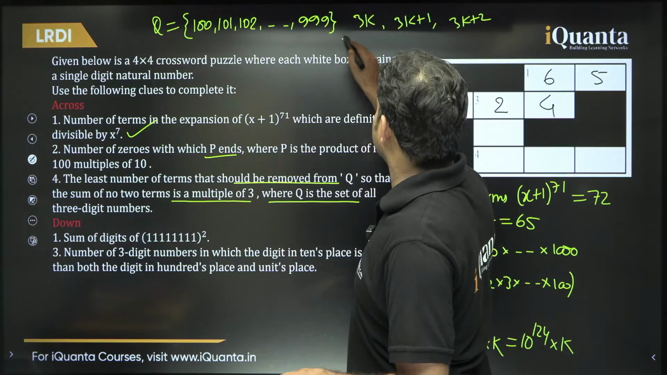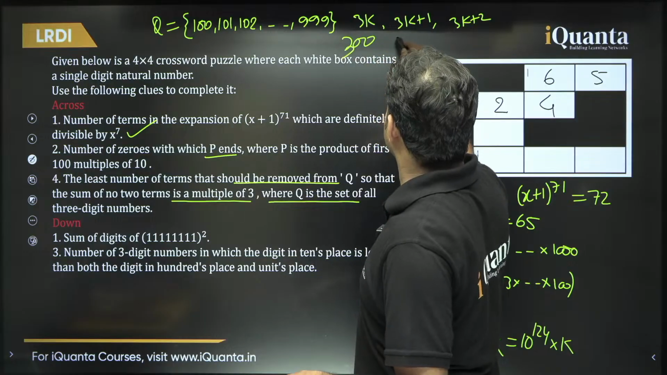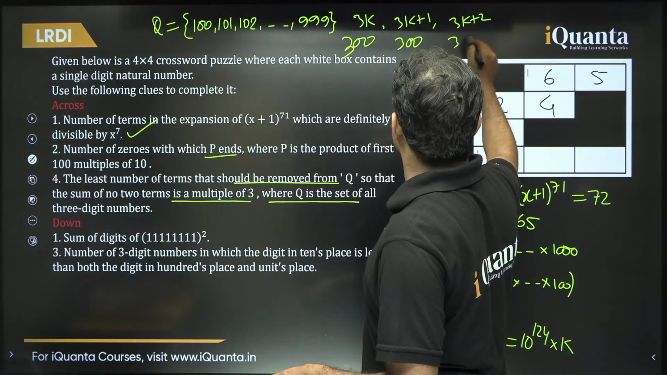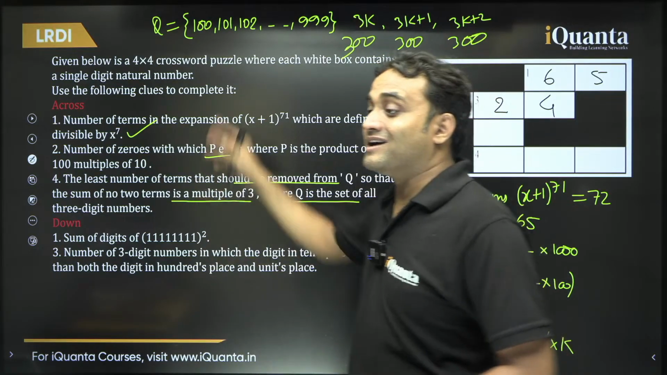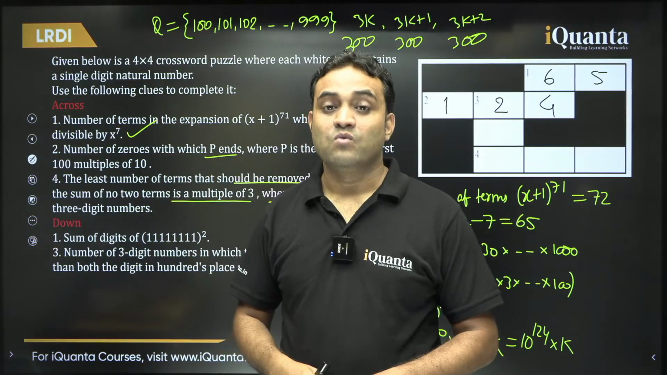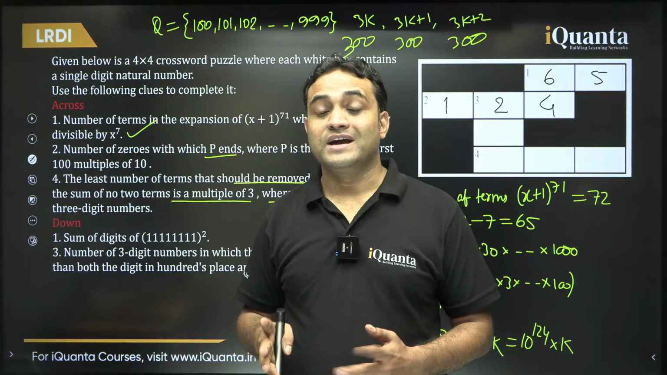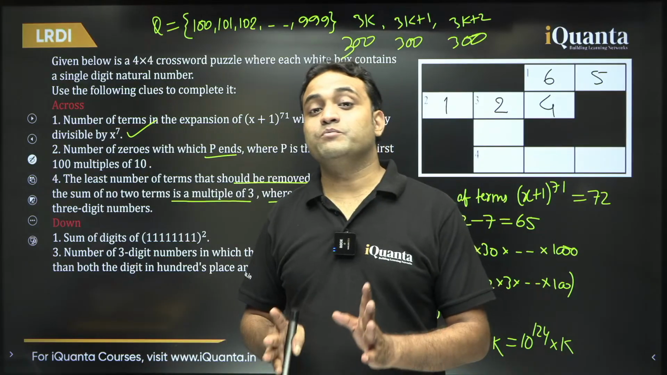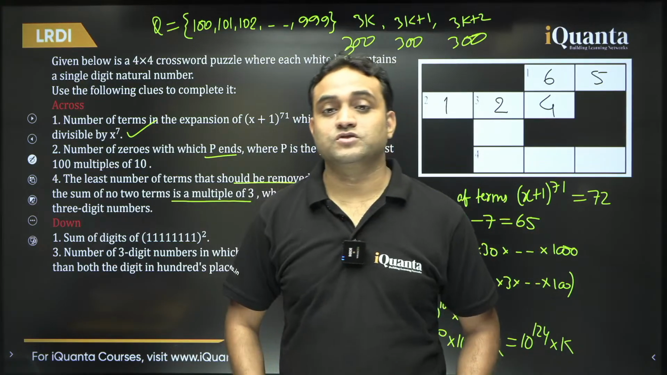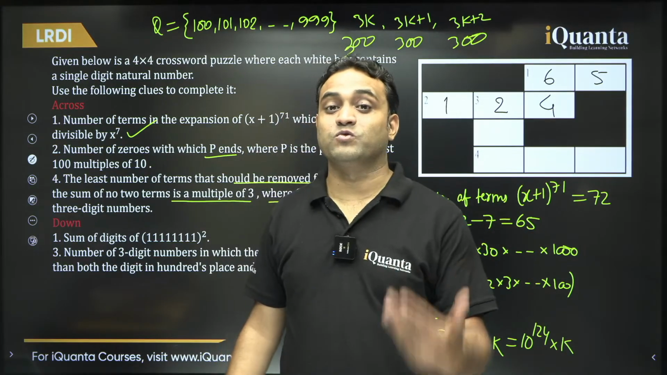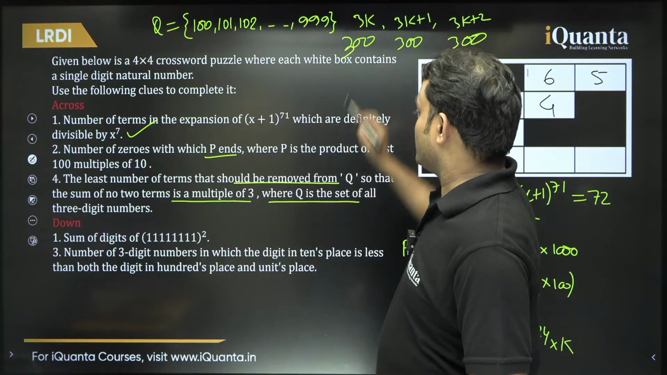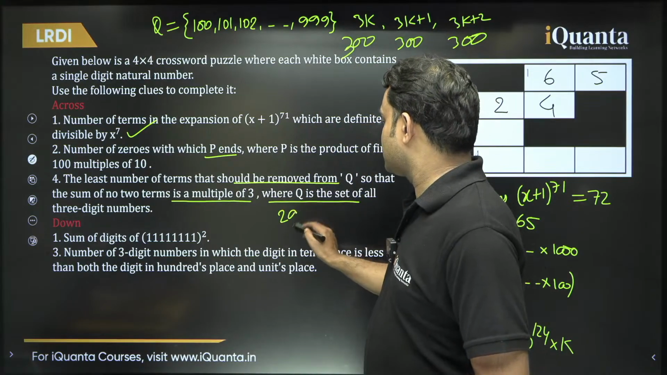There are 300 such numbers. Like 100 is 3k plus 1, 101 is 3k plus 2, 102 is 3k. So we must remove all the numbers which are multiples of 3 except 1. So we need to remove 299 numbers.